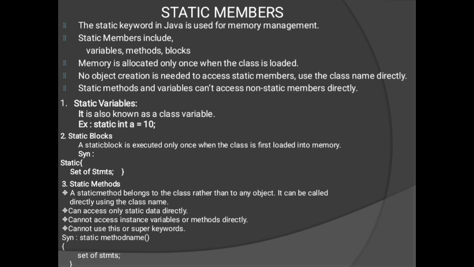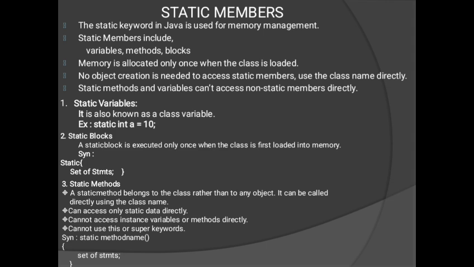In order to access the static variable, we use this syntax, that means class name dot variable name. Next one is static method. If a method is created with the static keyword, the corresponding method is called a static method. A static method can access the static variable.